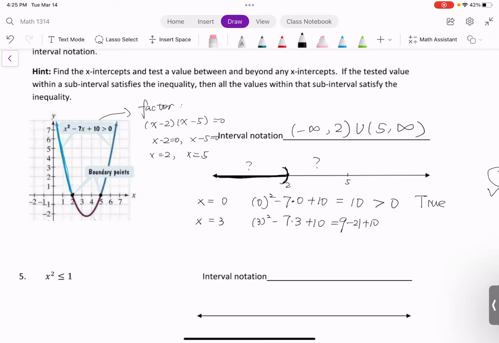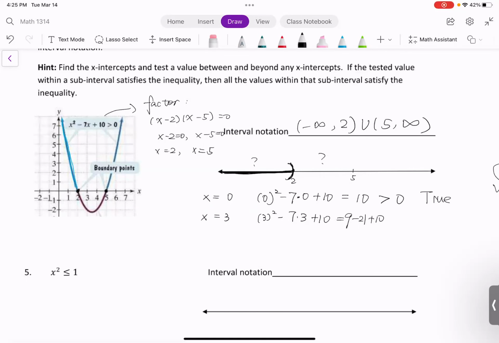So 3 squared is 9. 9 minus 21 and plus 10. That's 19 minus 21. That's -2. Is that greater than 0? False. All right. So I cannot choose the interval between 2 and 5. How about choose x equals 6?